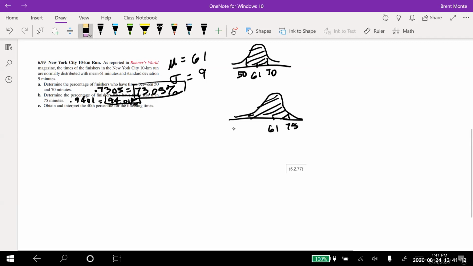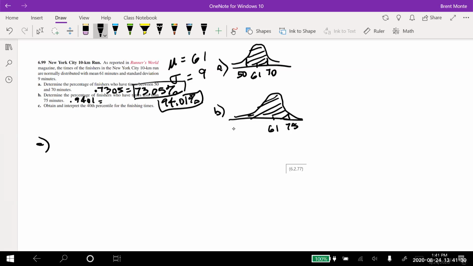Let's do this. That kind of got lost in the shuffle. We'll move it over here. 94.01%. There we go. That's better. And now obtain and interpret the 40th percentile. So let's see, this was A, this was B. Let's talk about C right here.